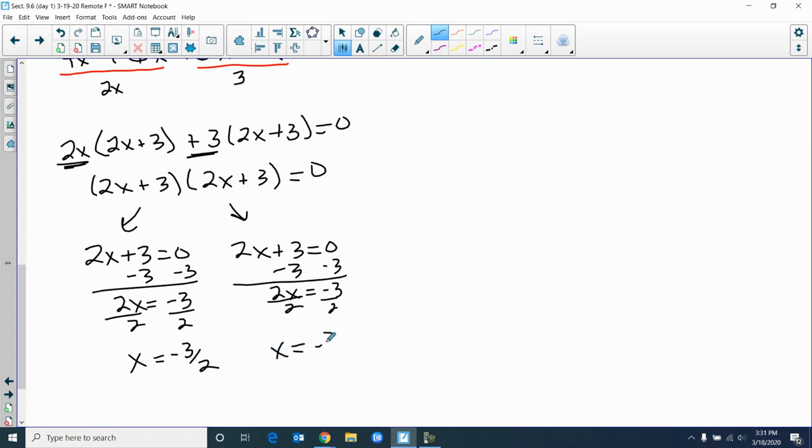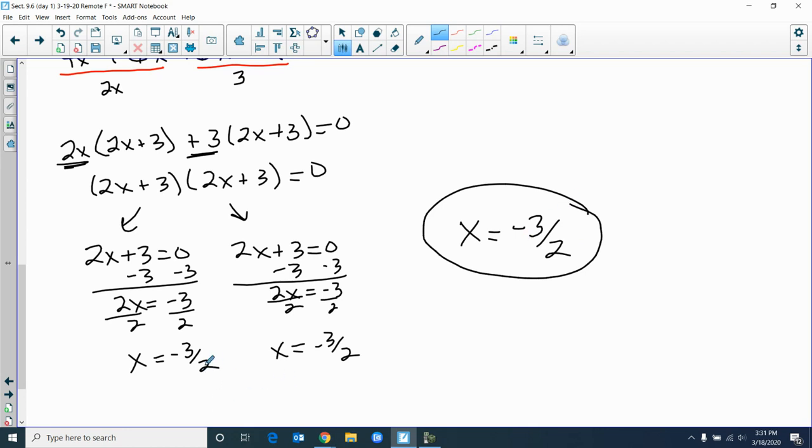Okay, if you get the same answer, you do not have to list it twice. In this case here, I technically only get one answer. You would not list them both times. It would just be negative 3/2 would be my one answer for this case. Got it?